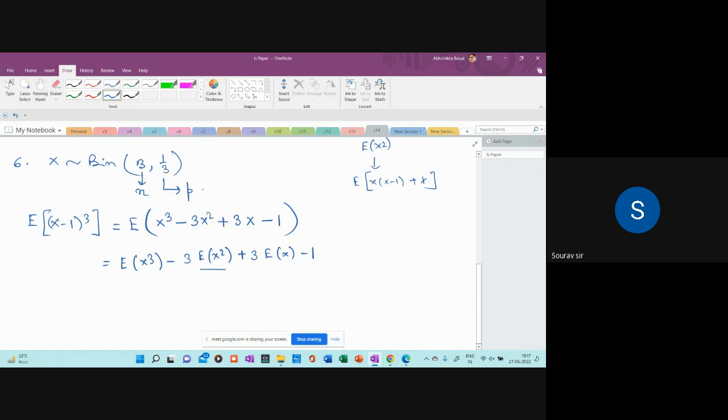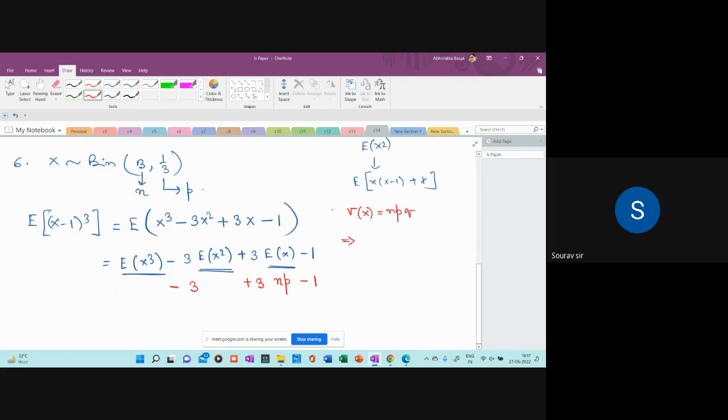And we have to find expectation of x square, expectation of x cube, expectation of x. So since we are pretty much habituated in finding variance of x, and already expectation of x is known to us, so in expectation of x we can write np. So it will be plus 3 into np minus 1 minus 3 into, if you can't remember expectation of x square, at least we know for binomial variance of x is npq.